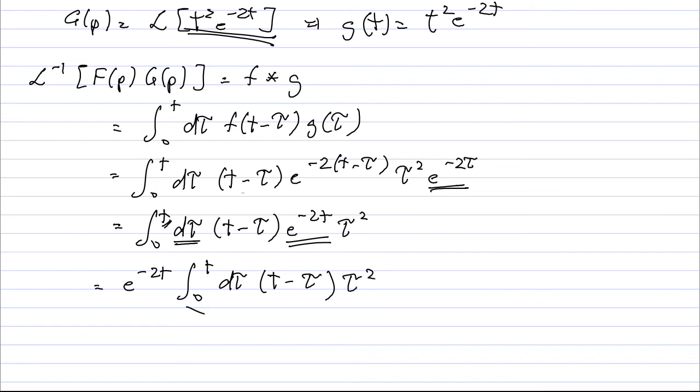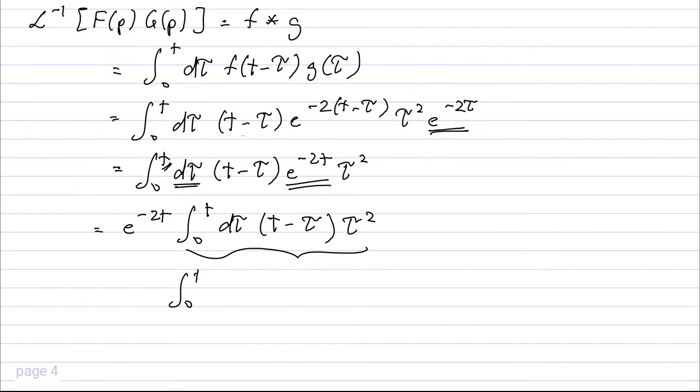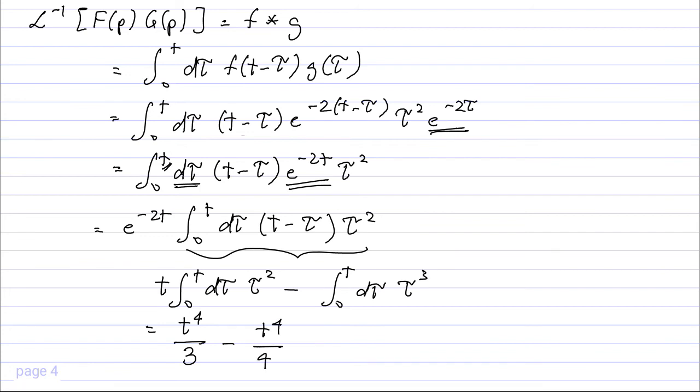This is a very simple integral to do. You get the integral from 0 to t d tau of tau square, and I can pull the t outside this integral, minus the integral from 0 to t d tau of tau cube. When you do this integral you get t times tau cube over 3, and when you put in the limits, you get t cube over 3. Combined with the t outside, you get t to the power 4 over 3. For the second integral you get t raised to power 4 over 4.